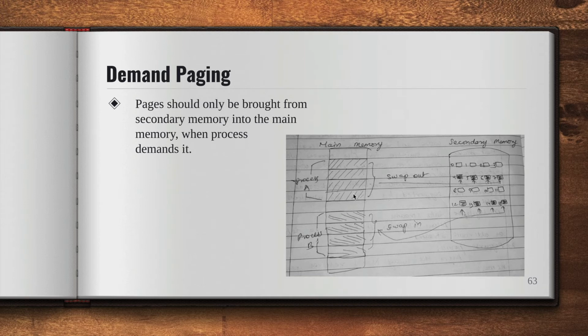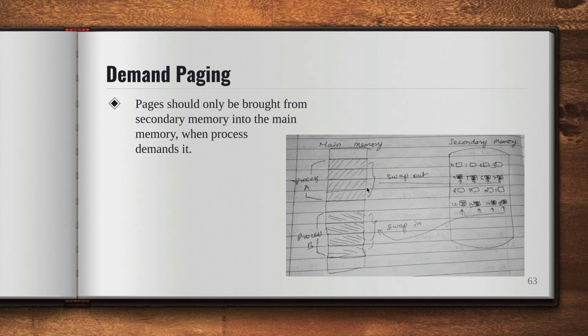So let's say we have a P4 over here. It's going to swap out P4 and then bring in the other page that the system needs. If the system is requesting a particular page, it has to bring that in, and to make room for that page to come in, it needs to swap out the page that is currently not being used.